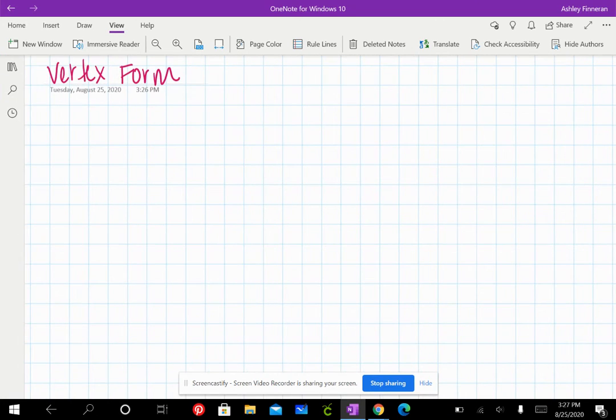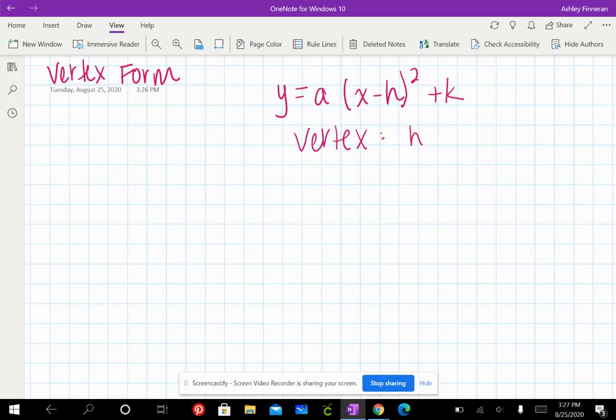Okay, I had a question asking about how I am able to quickly graph in vertex form. So, vertex form, remember, is a times (x minus h) squared plus k. And (h, k) represents the vertex of the quadratic. So, no matter what a is, the vertex will always be (h, k). So, for instance, let's start with, let's say, (x minus 2) squared plus 1.